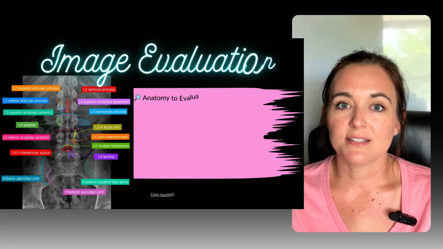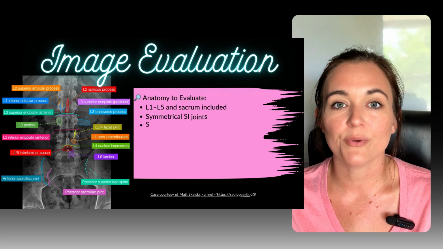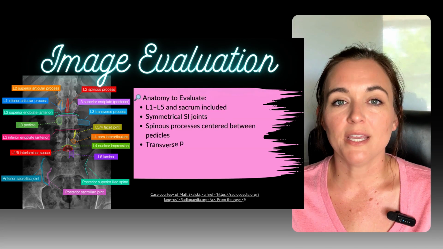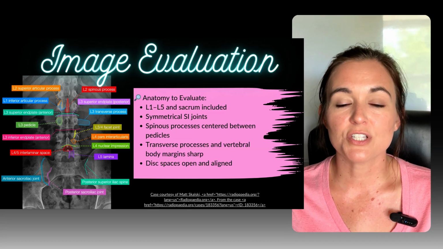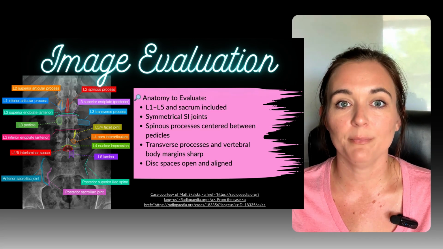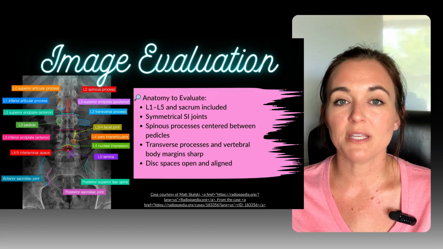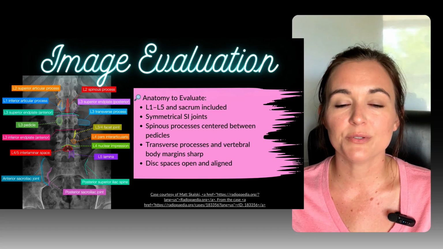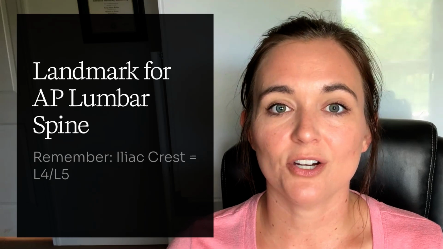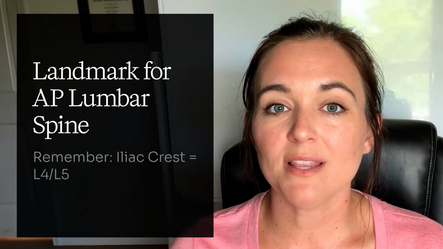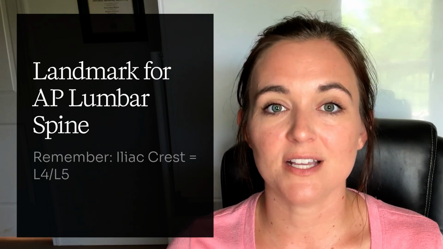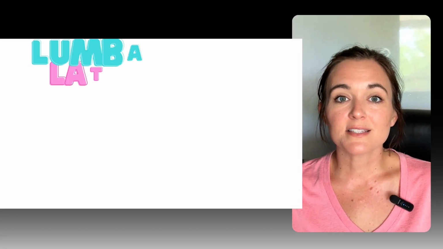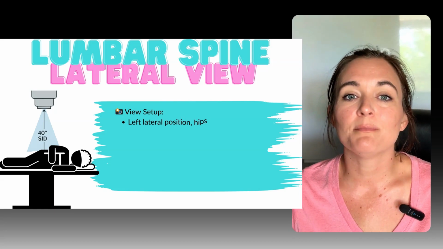Here's the anatomy to visualize in the AP L-spine. L1 through L5 vertebral bodies, open intervertebral disc spaces. They should look even and consistent. Transverse processes sticking out laterally, sacrum and SI joints at the bottom of your image. Vertebral bodies should be aligned down the midline, no rotation or tilting. Here's an ARRT clue. If you get a question about what landmark helped center the AP L-spine, remember, iliac crest equals L4, L5.